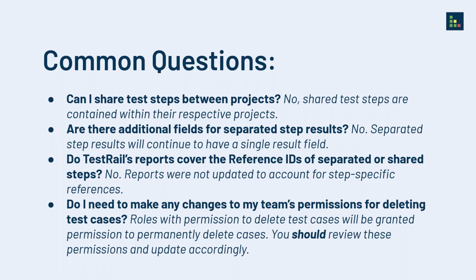And do I need to make any changes to my team's permissions? Currently, if you had the delete permission prior to the upgrade, you will be granted permission to permanently delete test cases. If you are a TestRail administrator, we strongly recommend reviewing these permissions and updating them accordingly, potentially revoking the permanent delete permission from any roles where needed, and then allowing the automatic purge to handle deletion of test cases. This will provide you with a window to undo test case deletion and prevent user errors and data restores down the road.